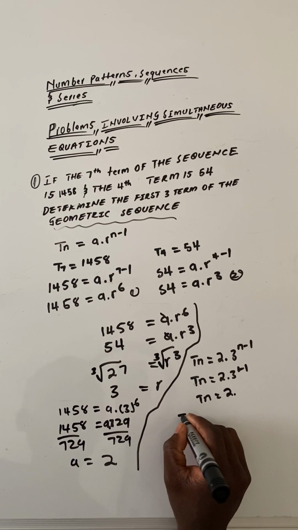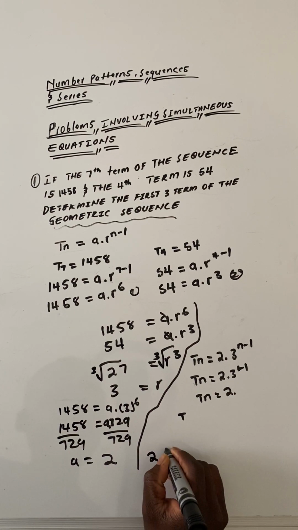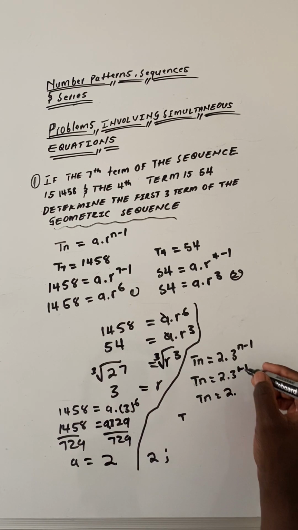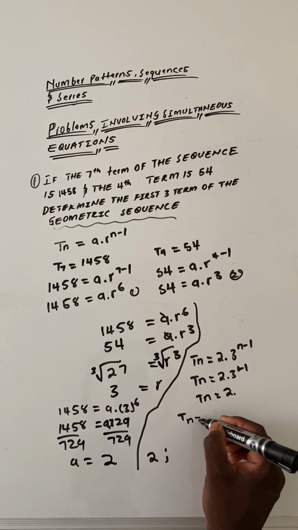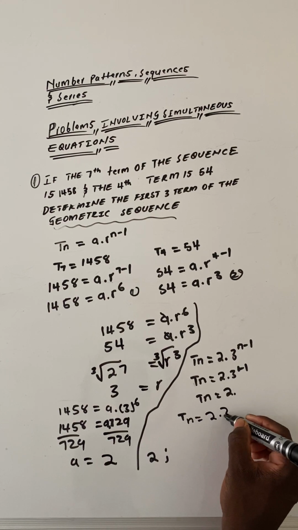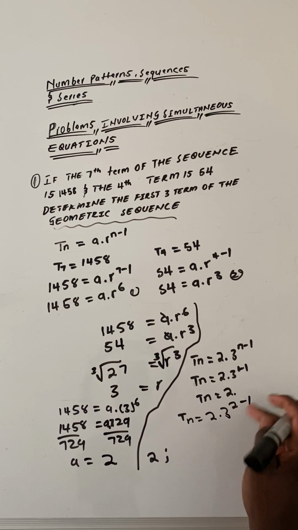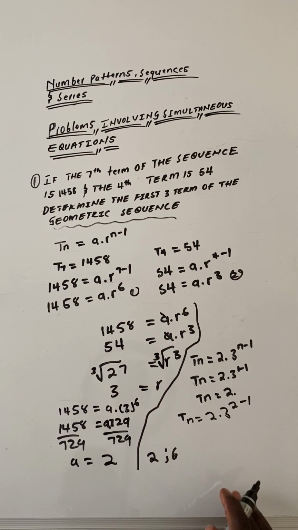Right, so the second one would be, okay, let me just put there 2. Right, so on the second one, we substitute a 2 here where there's n. So Tn would actually be equal to 2 times 3 to the power 2 minus 1. So 3 to the power 2 minus 1, that's 3 to the power 1. 2 times 3, that would be 6.